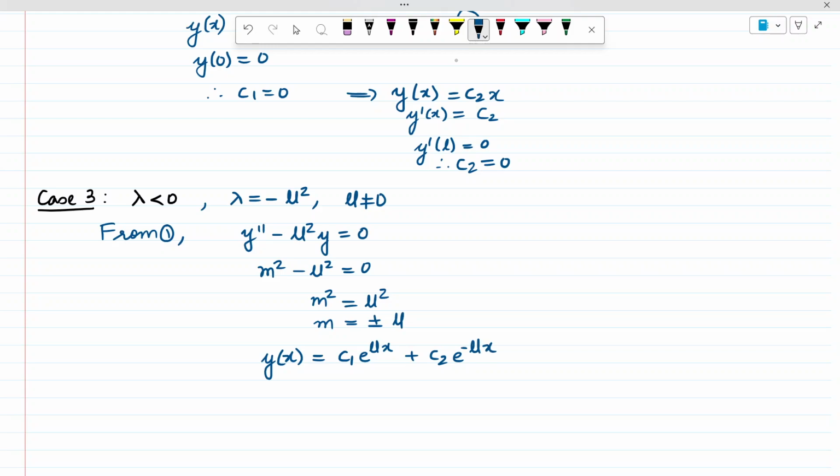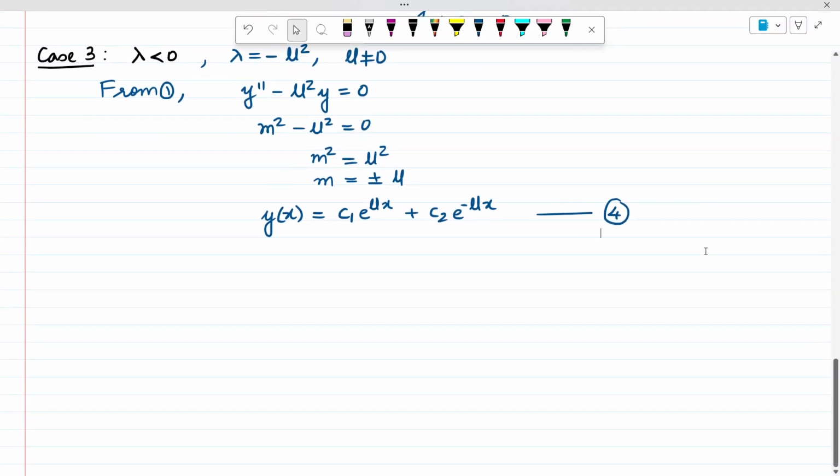Okay, so this is where someone said this answer before, but then I said it was not correct that time. That was for complex numbers. In real numbers, you write it like this. So we got y of x here. Now let's again apply the boundary condition. First boundary condition, y of 0 is equal to 0. So let's replace by 0. I will get c1 plus c2 is equal to 0.